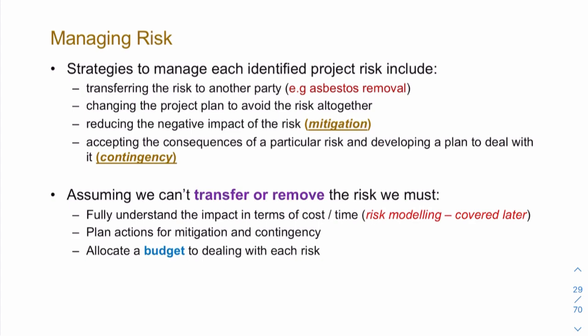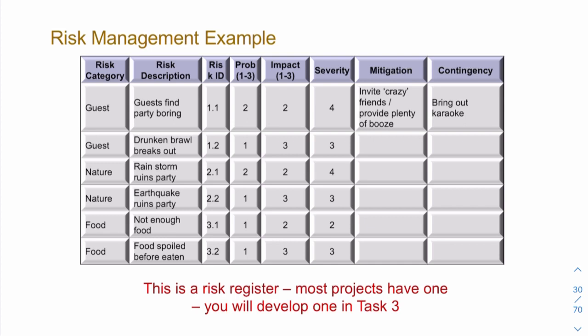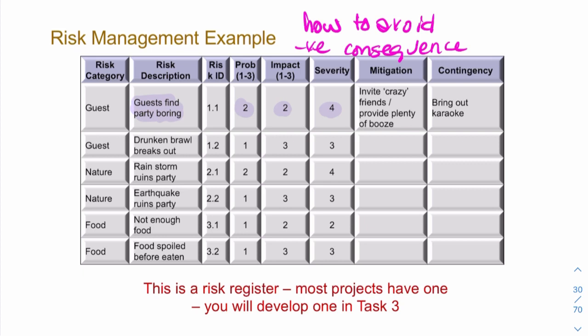So let's look at that in a little bit more detail. Back to our example. This is my birthday party, remember? We got this far. I said guests might find the party boring, medium probability, medium impact, therefore severity 4. So two things I need to look at, mitigation and contingency. Mitigation is really how to avoid that happening, how to avoid the negative consequence. Whereas contingency is what to do if that happens. How do we deal with the negative consequence?